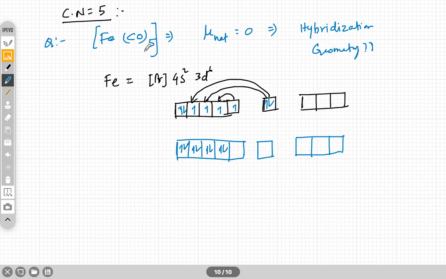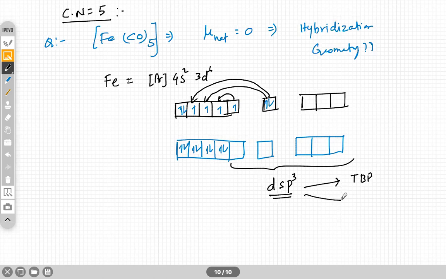Okay, 5 is the coordination number. So we require 5 vacant orbitals. So one is this d, then s, and then p. So the hybridization is dsp3. dsp3 is the hybridization. Geometry, like I said, it can be TBP or it can be square pyramidal. Which one is the correct geometry here depends upon the information given in the question.